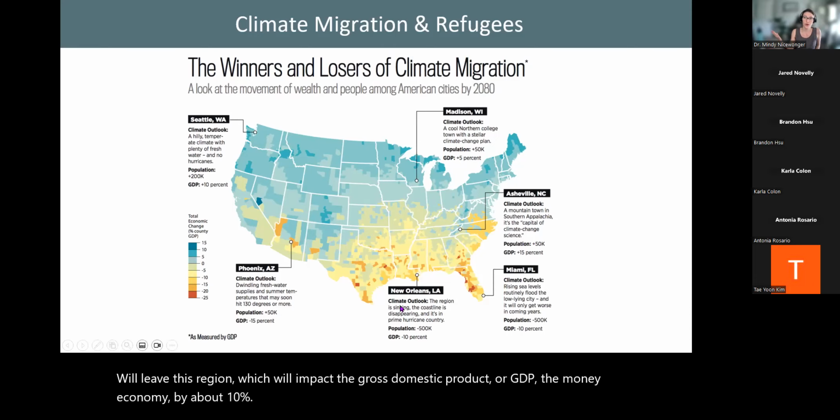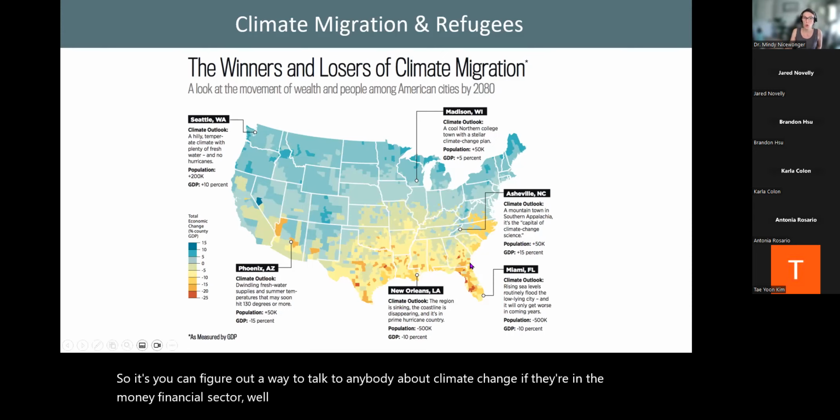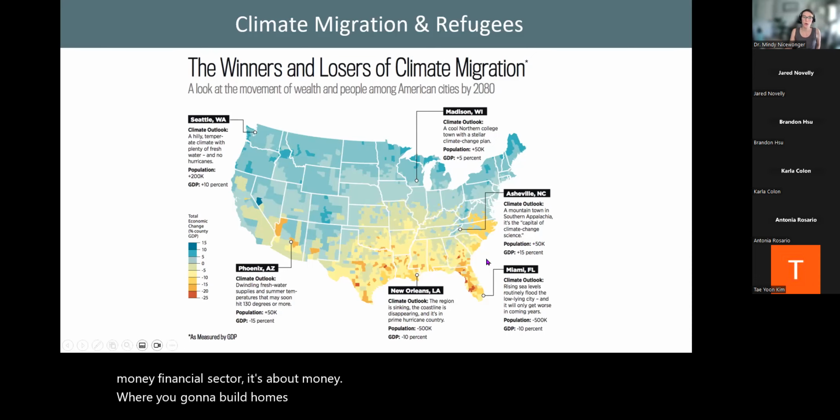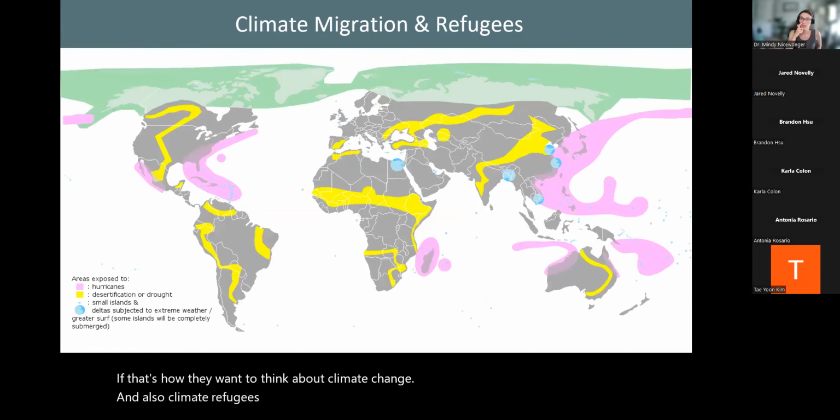So you can figure out a way to talk to anybody about climate change. If they're in the money financial sector, well, it's about money. Where are you going to build homes? Where are people going to want to live? If that's how they want to think about climate change. And also climate refugees. People are already having to evacuate and move away from their homes and their way of lives because of climate change.